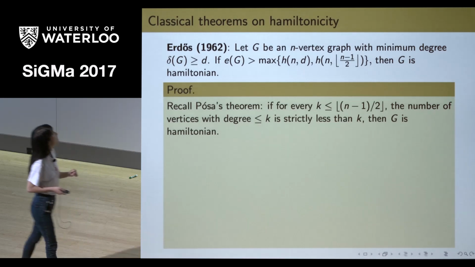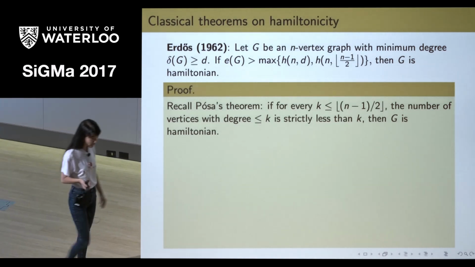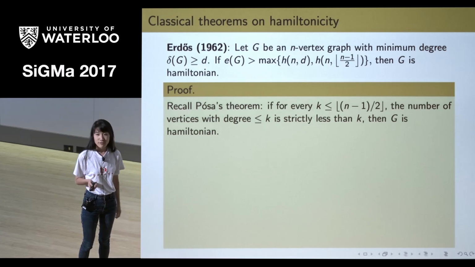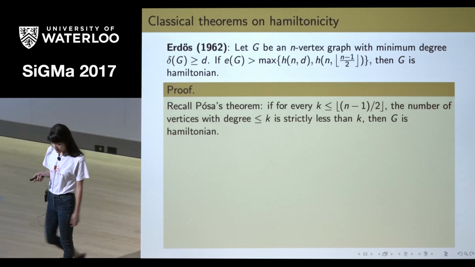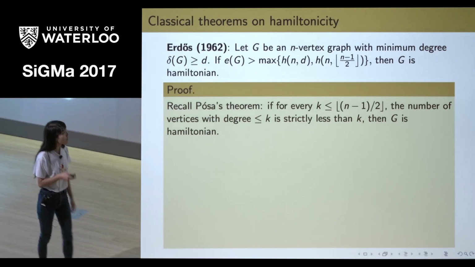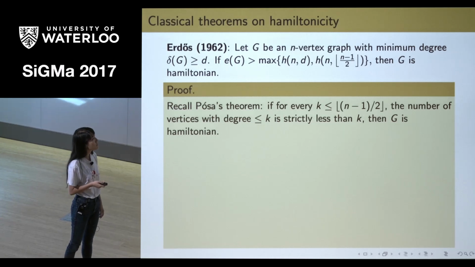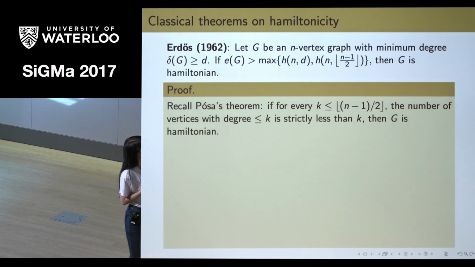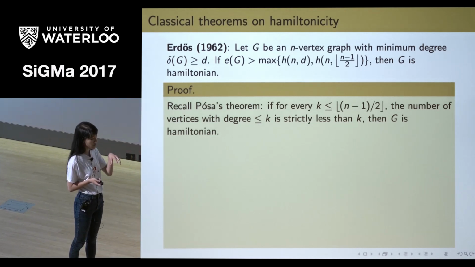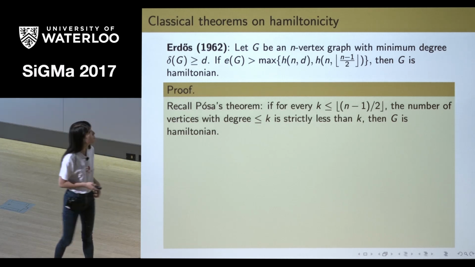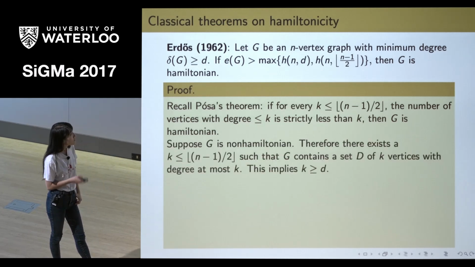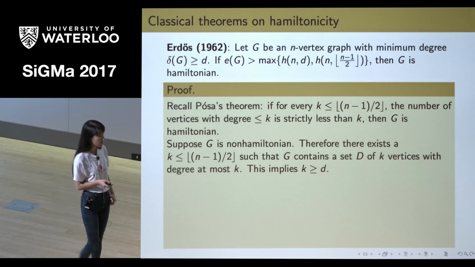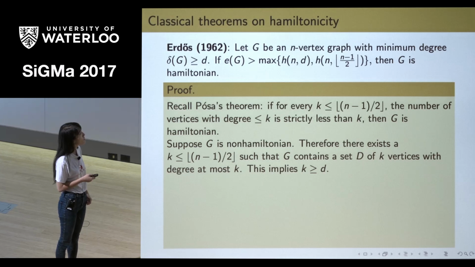Okay, so for the proof, we're going to use another classical theorem for Hamiltonian graphs due to Pósa, which says that if for every k from 1 to floor of (n-1)/2, the number of vertices with degree at most k is strictly less than k, then G is Hamiltonian. So we don't want a lot of vertices with small degree. So let's suppose the graph that we have is non-Hamiltonian, so we want to use the contrapositive of Pósa's theorem.